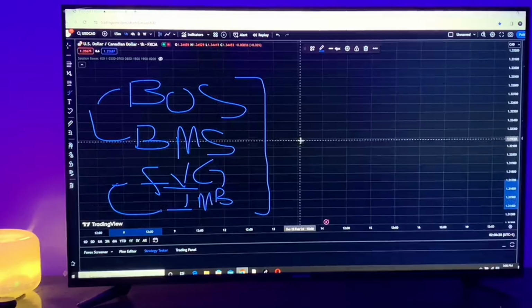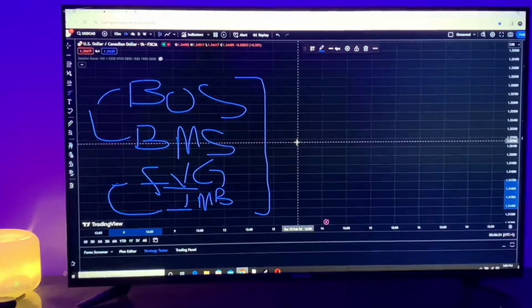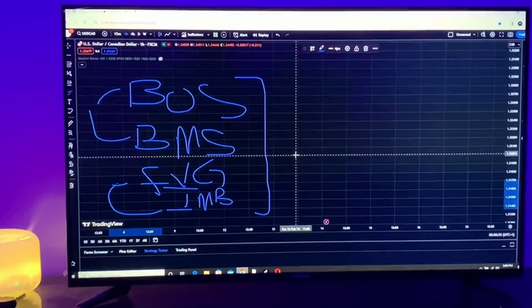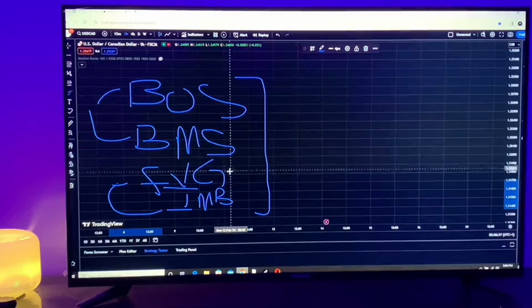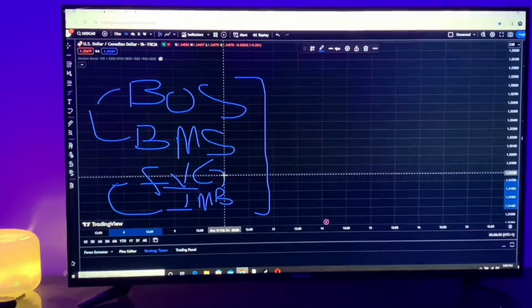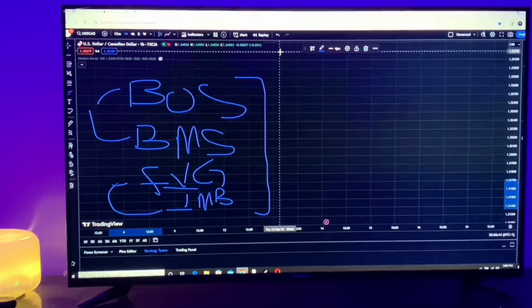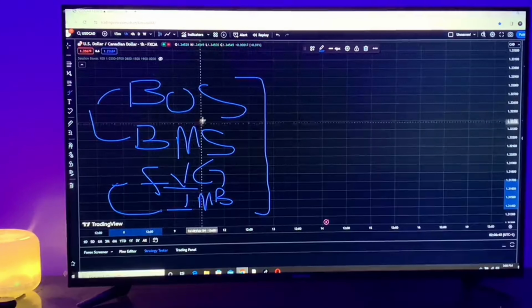Probably whenever you're trading, there's something we call analysis paralysis. When you know too much, it's also a problem. So fair value gap and imbalance are the same thing. BOS and BMS mean the same thing. Now we're going to dive into examples of how to use this stuff.